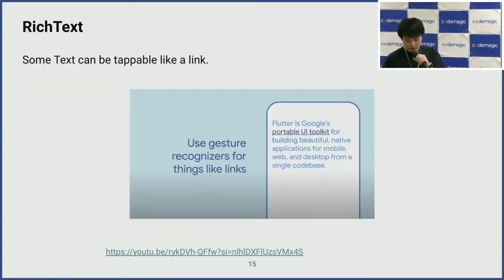It's also possible to set a gesture recognizer, to set underline decoration only on a part of the text and make it tappable like a text link. This is how the RichText widget enables flexible text display that is not possible with Text alone. So, why does RichText allow such a flexible display, but Text does not? Let's take a look at the internal implementation of Text.